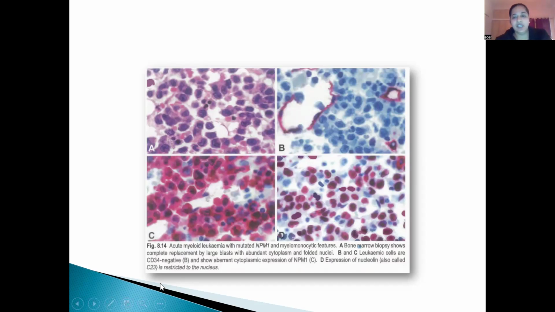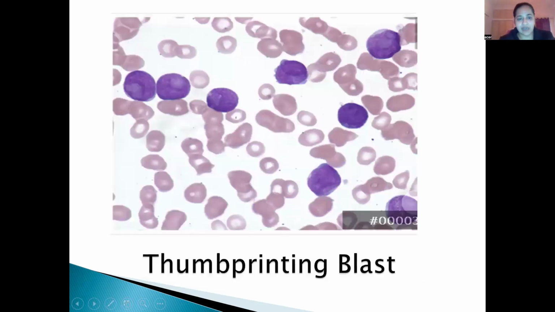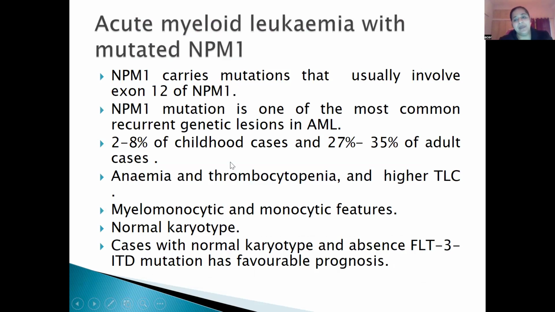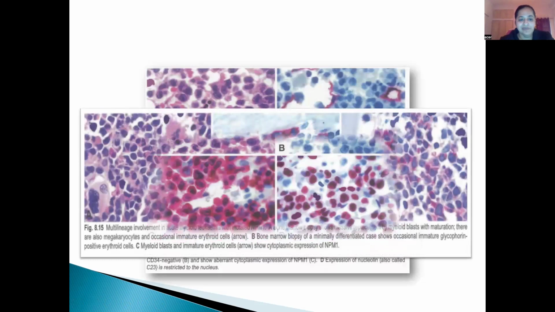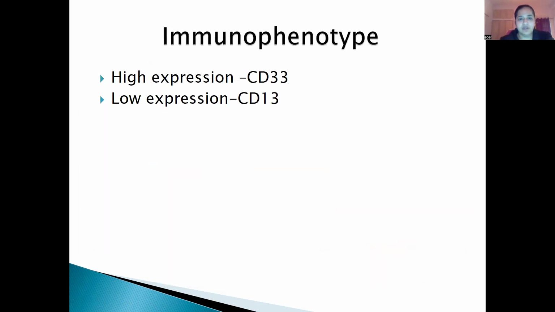This is the presence of the thumbprinting blast, as we can appreciate. This looks as if somebody has thumbprinted. As you can see, a smaller amount of semicircle and multiple rounded circular type of blast. This is typically seen in the NPM1 mutation. There is high expression of CD33 and low expression of CD13.